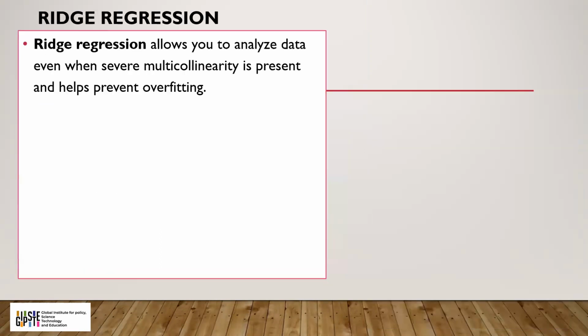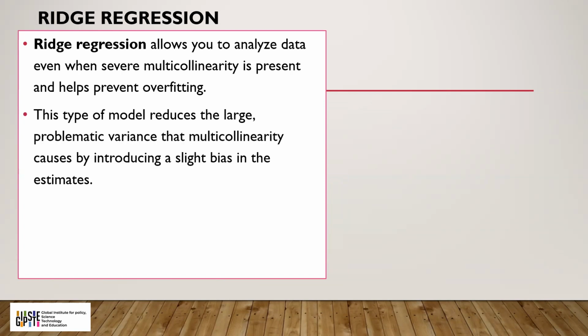The next continuous dependent variable model is ridge regression. Ridge regression allows you to analyze data even when severe multicollinearity is present and helps prevent overfitting. So if you check the data and you realize that there is multicollinearity and you want to still overcome it, then you can use ridge regression, because it allows you to analyze data even when severe multicollinearity is present and helps prevent overfitting.